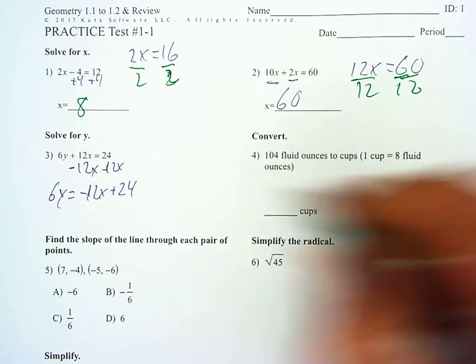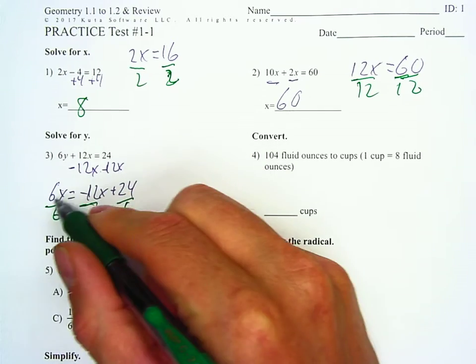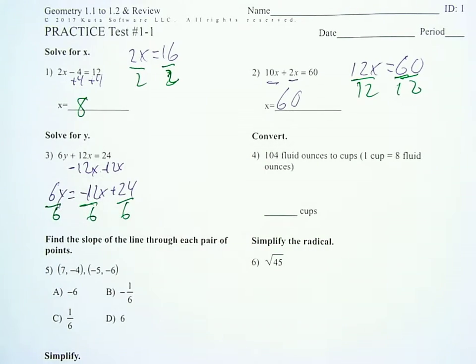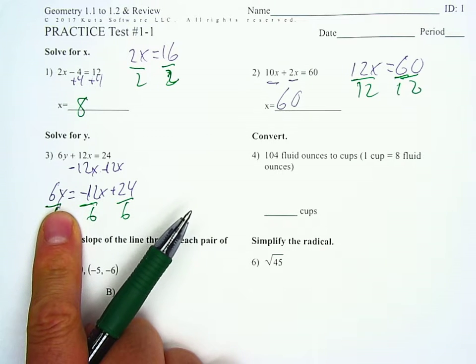Dividing by 6 will be the finishing step. And again, why am I dividing by 6 and not subtracting 6? Well, because 6 is a coefficient of y. It's 6 times y is equal to negative 12x plus 24. So I have to divide by the 6 to move that 6. I can't subtract that 6 because it's not added to the y. It's multiplied by the y.